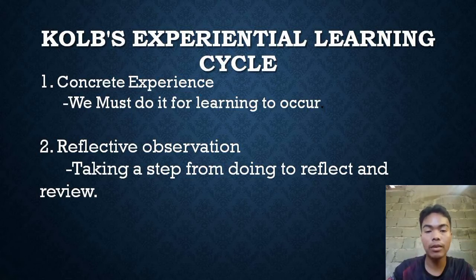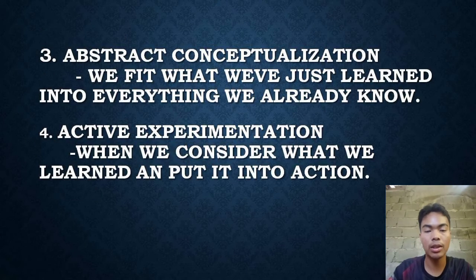The second one is what we call the reflective observation. It is taking a step from doing to reflect and review. This step aims to help us reflect on what went wrong in our previous experience. Take a step back from doing and see the bigger picture of the problem that we have experienced. The third one is abstract conceptualization, where we fit what we've just learned into everything we already know.